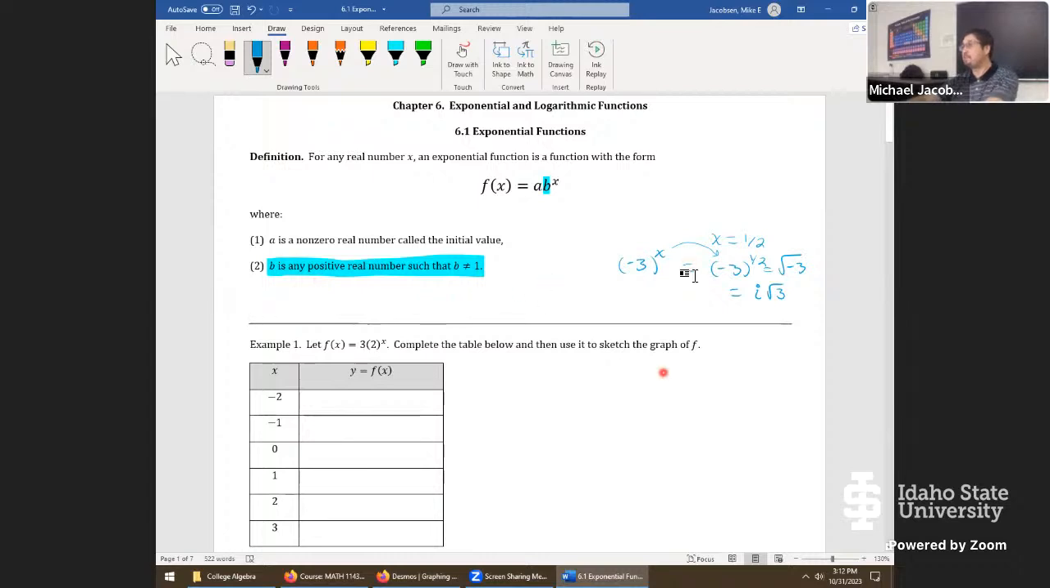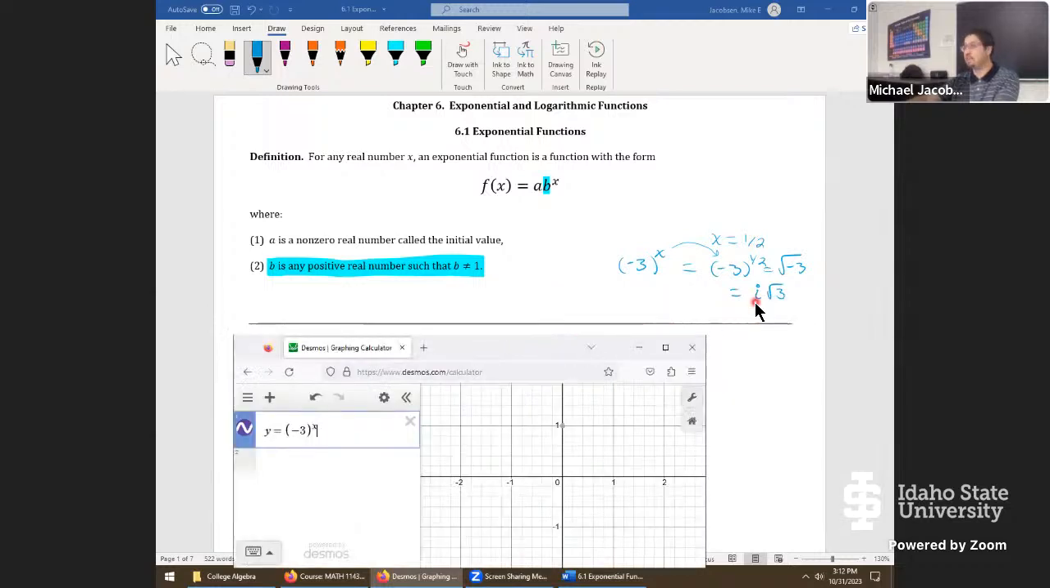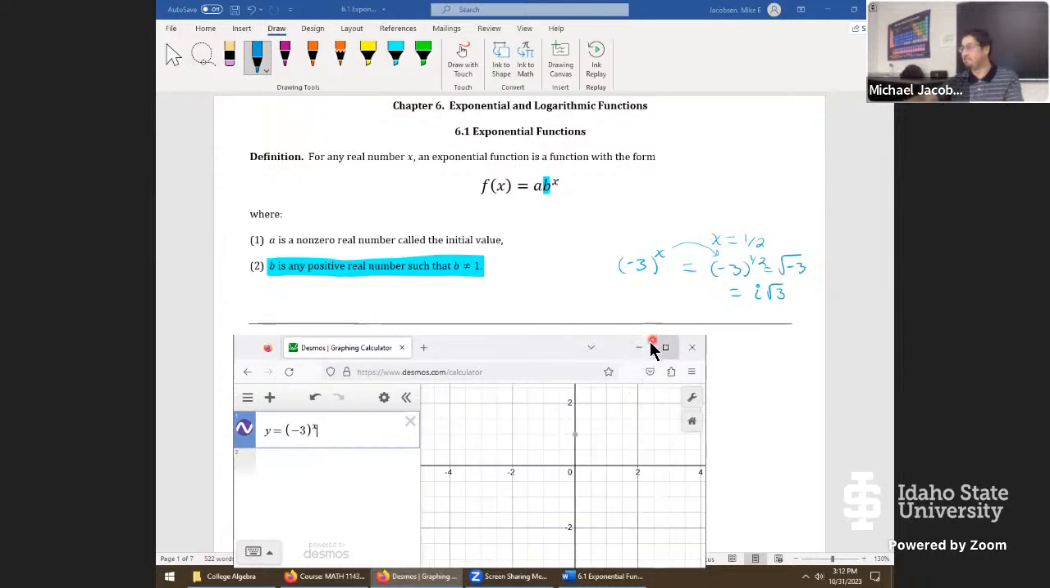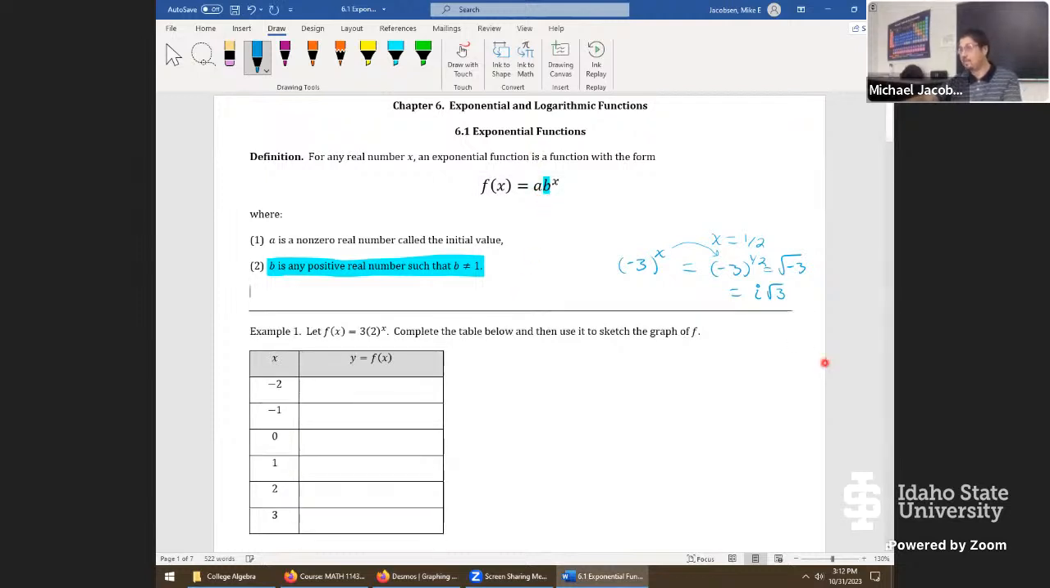The moment your base becomes negative, well, some of them are real numbers, but there's a whole lot of them that are complex valued. Desmos doesn't even want to mess around with that function. It just gives up. Nothing is plotted here. Kind of strange. So those are the only requirements for our base. We need a positive number, not equal to 1. And as far as the a, we just want to make sure it's not 0. If it was 0, the function is just 0.